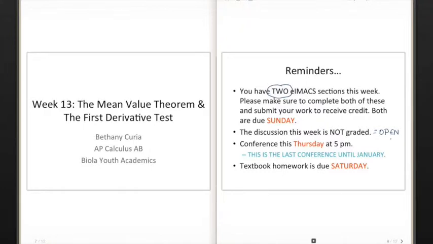Because of the two IMAX sections this week, I chose to have an open discussion, and it will not be graded. I've noticed a lot of students really haven't been taking advantage of this opportunity to ask questions and post topics that they're really struggling with. The topics do not have to be just from this week. They can be previous topics that you're still having trouble with. Please go ahead and post those questions, post those topics, so that while I'm building your conference this Thursday, I can make sure to pick questions that relate to what you want to practice.